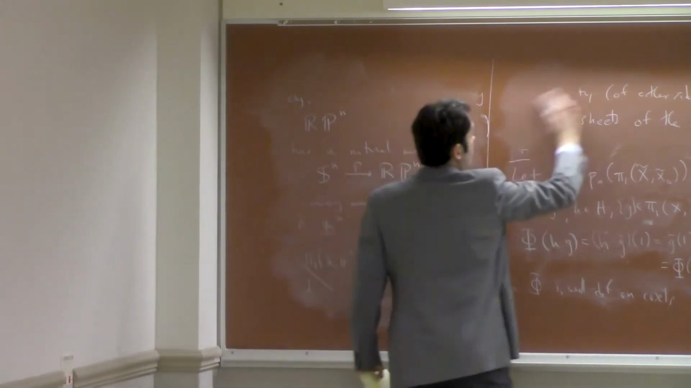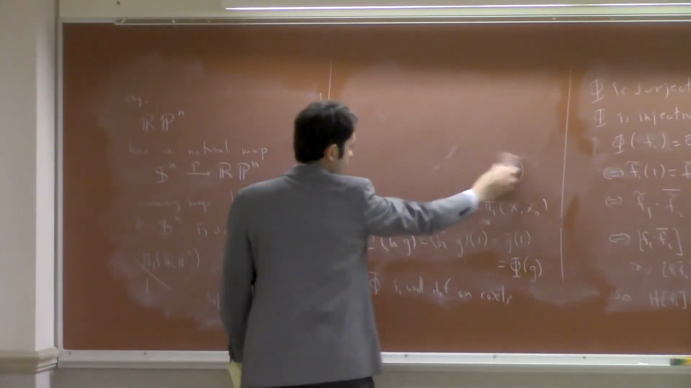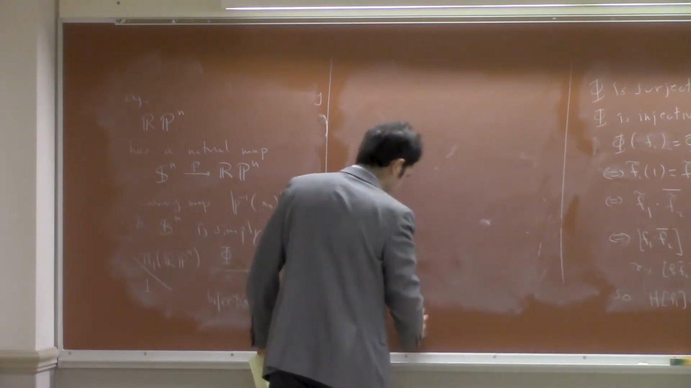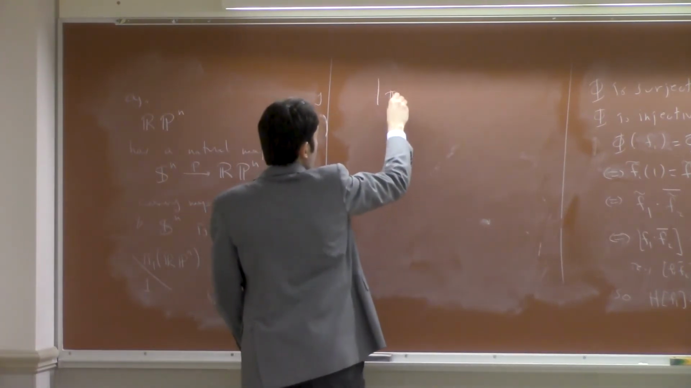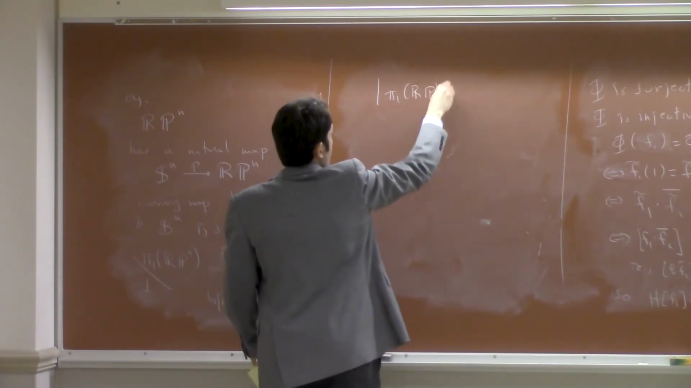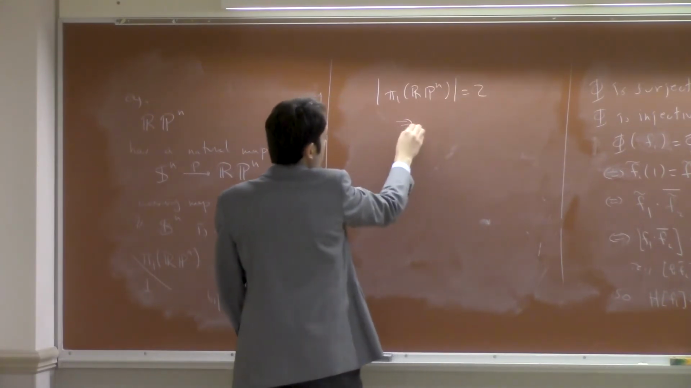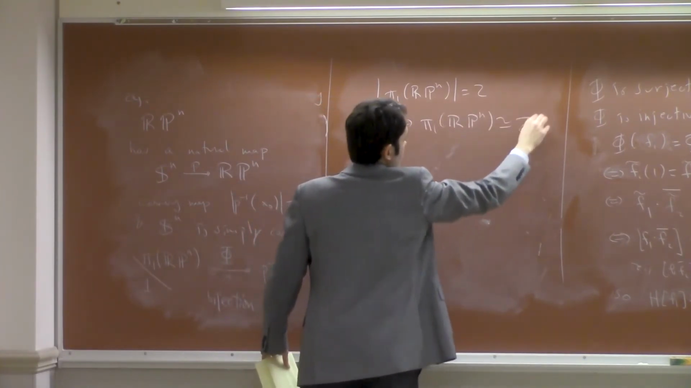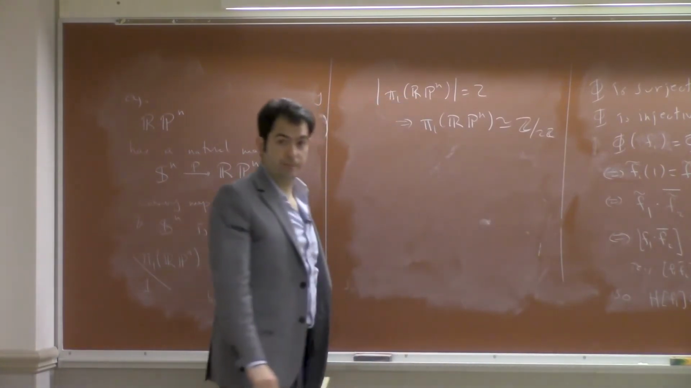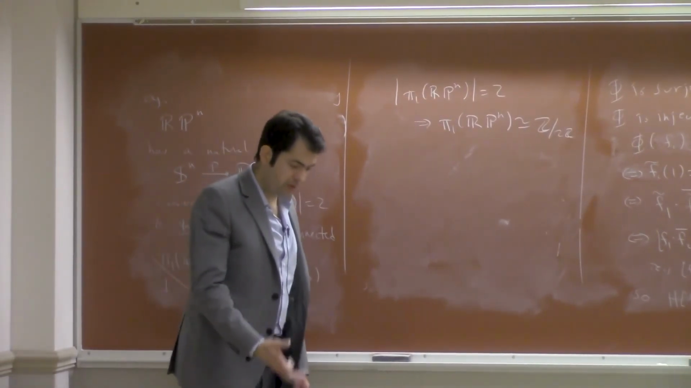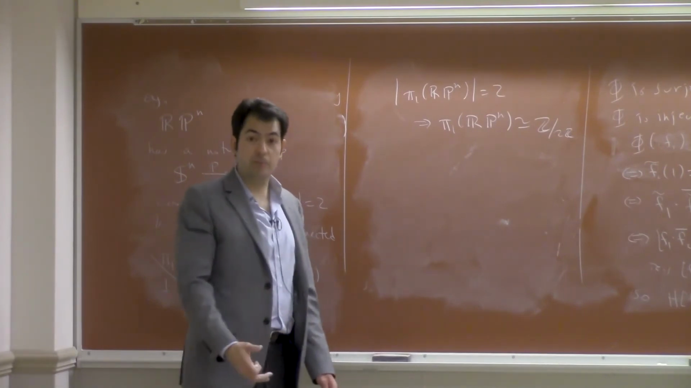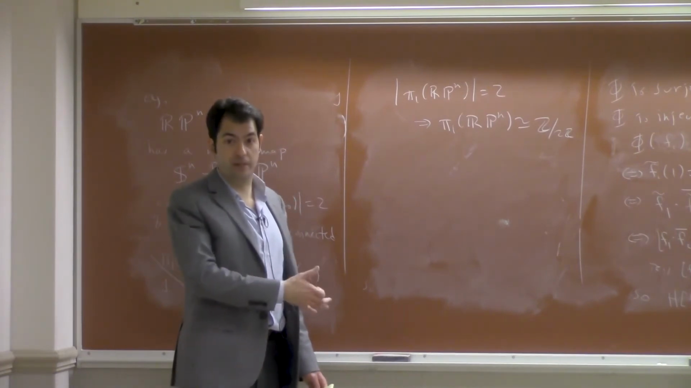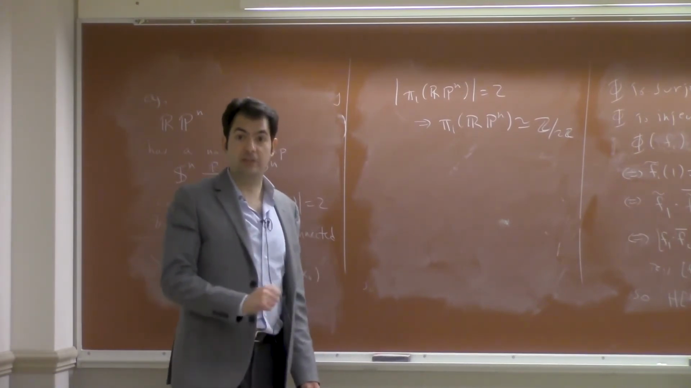So what that shows is that the fundamental group of RP^n has cardinality 2, but there's only one group that has cardinality 2. So this is actually Z mod 2Z. Of course, it's also easy to show this with Van Kampen's theorem using a cell complex description of the projective plane. And one of the problems on the homework is to do exactly that.